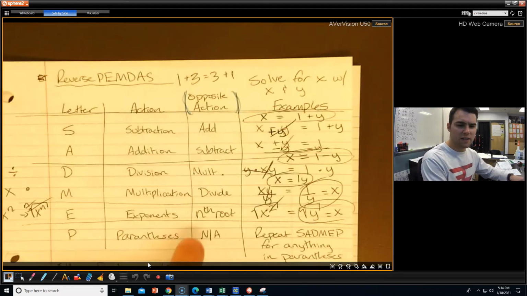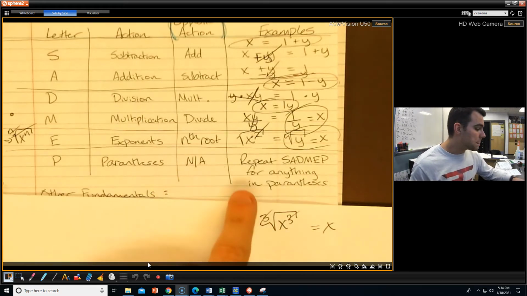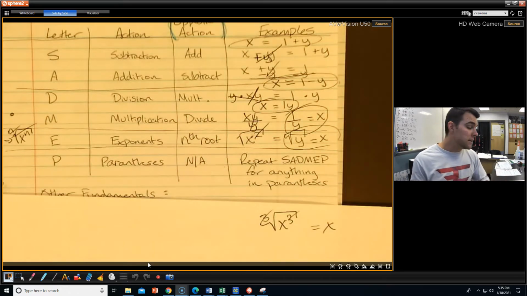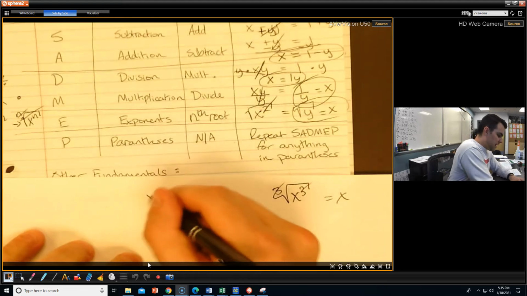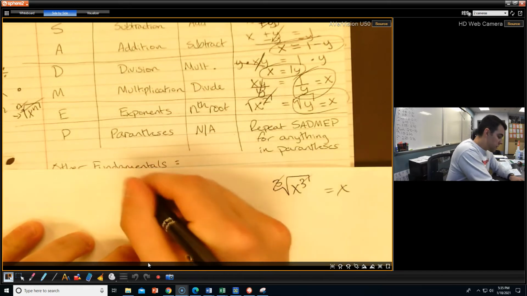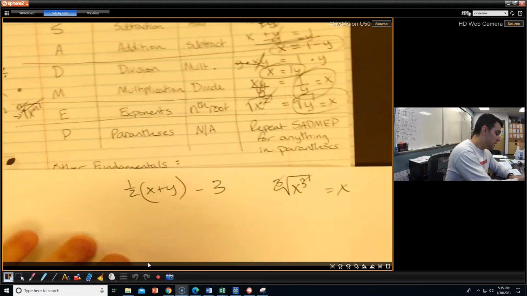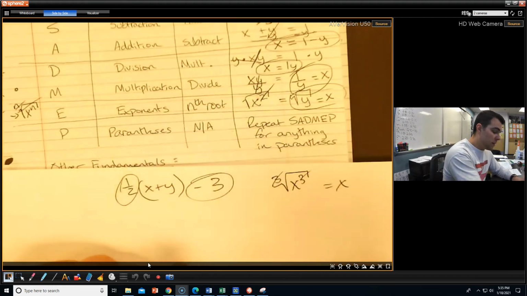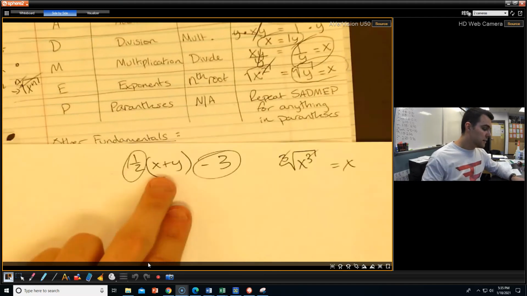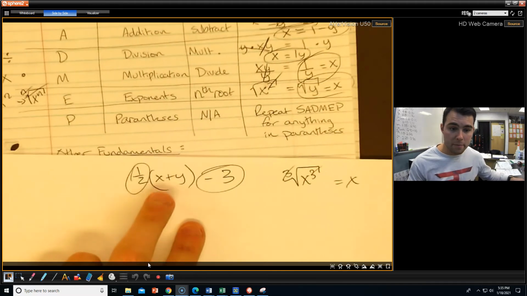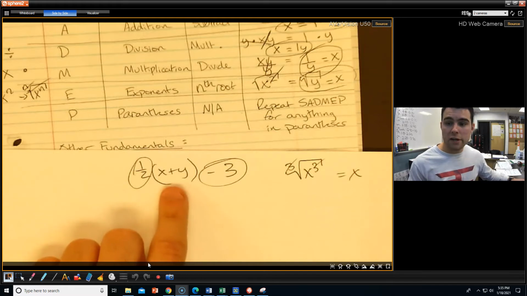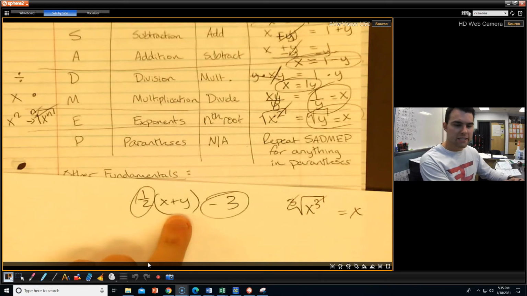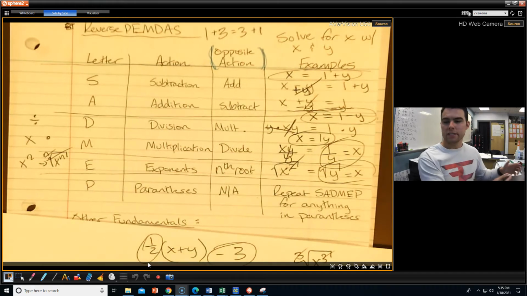Okay. Now, parentheses is kind of an oddball, because we don't actually have an opposite for that. What you would do is, if you have something, and let's say you have something like x plus y, it's in parentheses, but then you got this other stuff out here, right? What you'd want to do is get rid of the minus 3 and the multiplied 1/2 first, and then look at this again and then go through SADMEP, right? So now you're like, all right, I want to get x by itself. So the opposite would be to subtract y, just like I did up here. So it's basically everything else, but now it's in parentheses, okay?